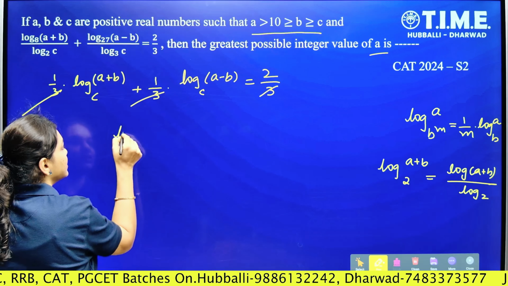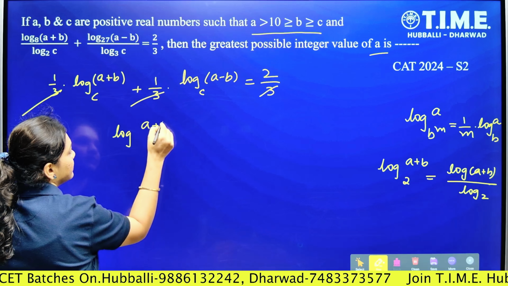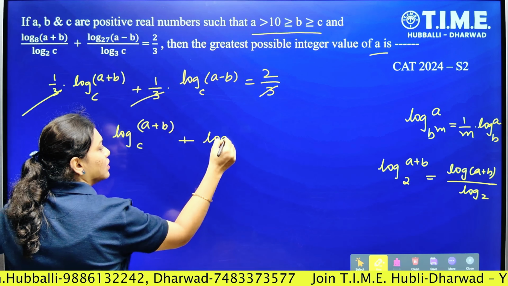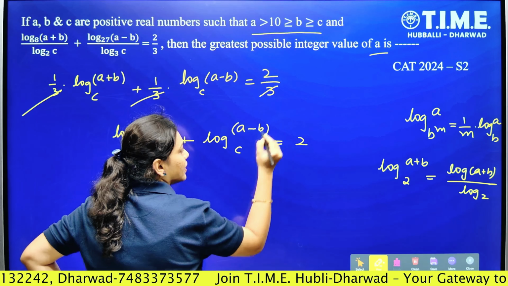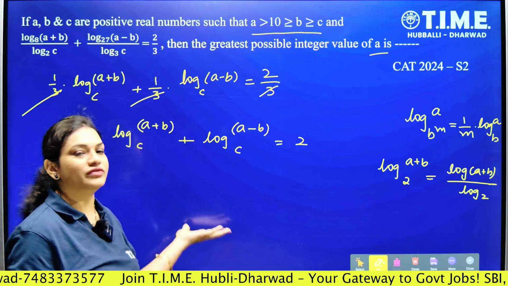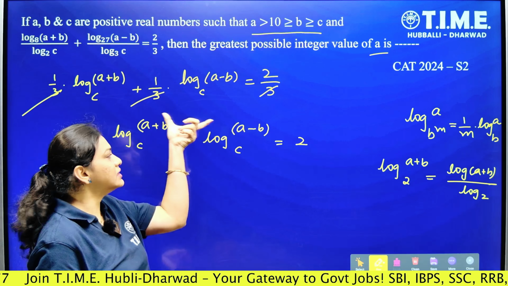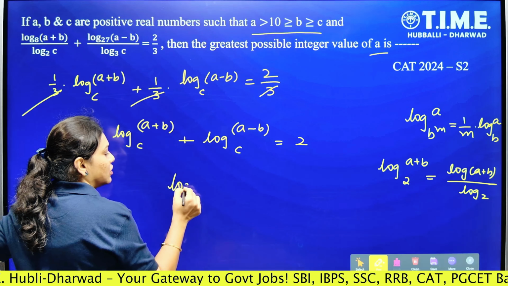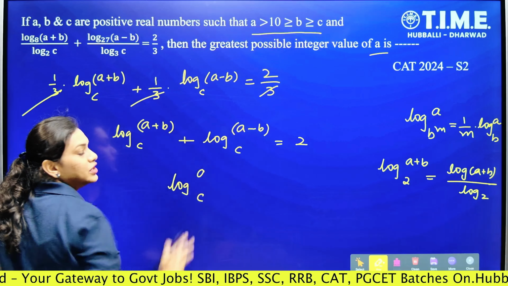So what we are left with is log a plus b base c plus log a minus b base c is equal to 2. Okay, so that is what we have left now. Now the first rule of the logarithm: whenever we have the addition sign and the bases are the same, the results can be multiplied, right? So by this rule, the log is having the common base c, and the results we can multiply, which is a plus b into a minus b.